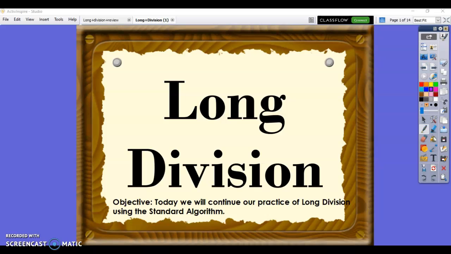Today we are going to continue our practice of long division using the standard algorithm. And today we are going to add in 4-digit by 2-digit, which is our 5th grade TEK that we are working our way towards. Yesterday we reviewed 2-digit by 1-digit, 3-digit by 1-digit, 4-digit by 1-digit, and today we are moving forward to our 5th grade skills.